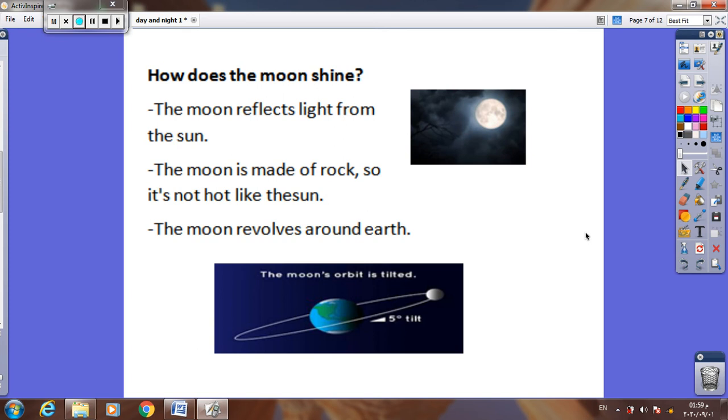Why? Because the Moon reflects the sunlight. Do you know the meaning of reflect? The Moon takes the light from the Sun and gives it to the Earth. So we call it reflect. So the Moon reflects the sunlight.